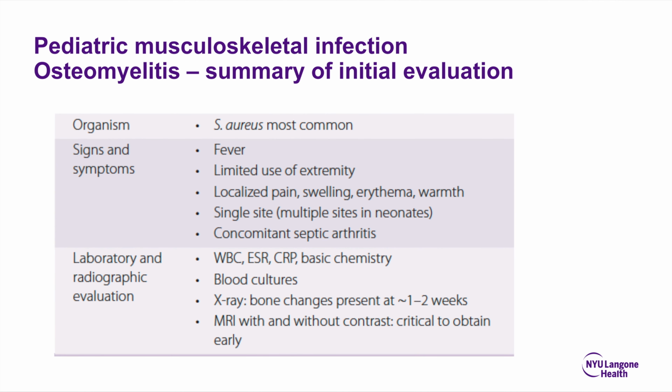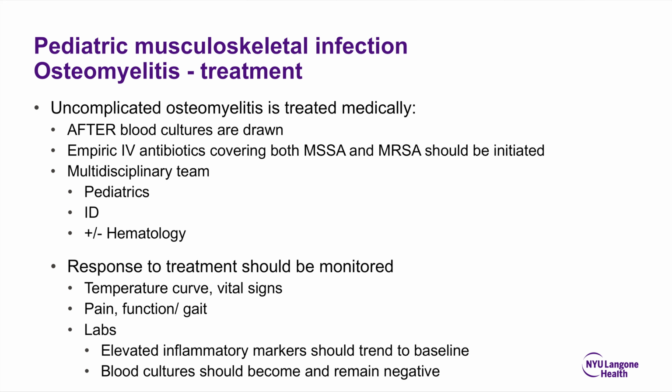So a summary of the initial evaluation for suspected osteomyelitis is listed here. And this is just everything that we've talked about. In terms of treatment, uncomplicated osteomyelitis is treated medically after blood cultures are drawn, and this means beginning empiric IV antibiotics, which cover both MSSA and MRSA. Again, a multidisciplinary treatment team is useful, including pediatrics, infectious disease, and occasionally hematology.